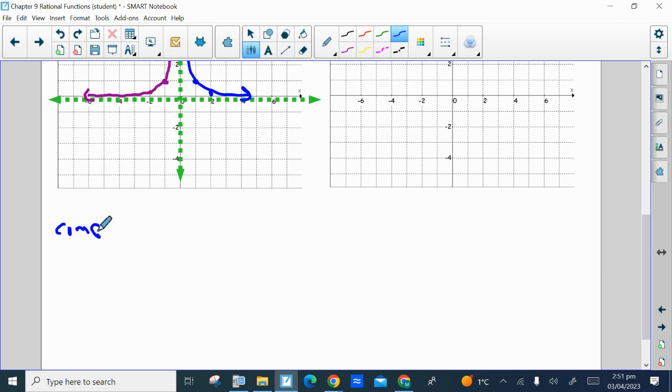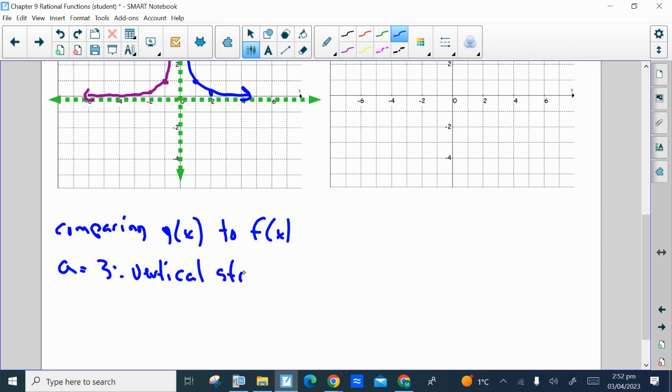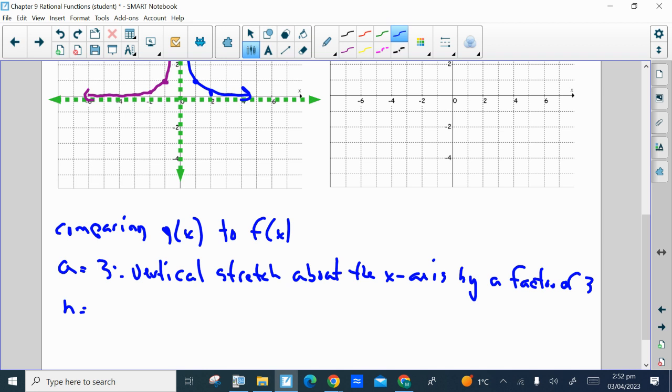So comparing g of x to f of x, we have an a value of 3, which again causes a vertical stretch about the x-axis by a factor of 3, and we have an h value of 5, which is going to cause it to shift 5 to the right.